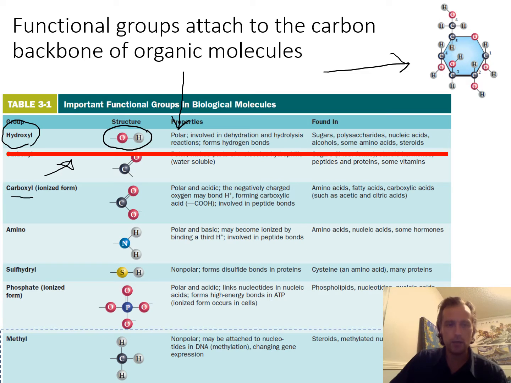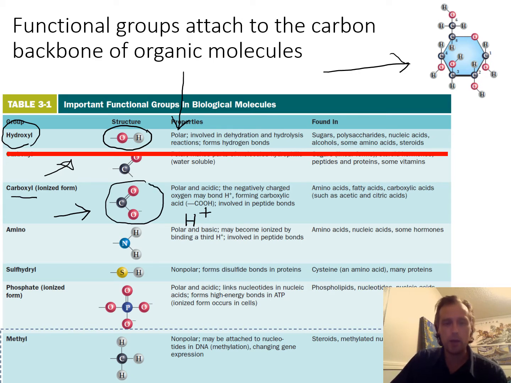The next one is a carboxyl group. Sometimes it is called a carboxylic acid. If you look at its structure right here, it has a carbon that has a double bond with an oxygen, then a single bond with another oxygen. Notice there is a negative charge on the oxygen that has a single bond, and that's why it is sometimes called a carboxylic acid. There could be an H plus that has just been broken off from this group right here, which is why there's that negative there.